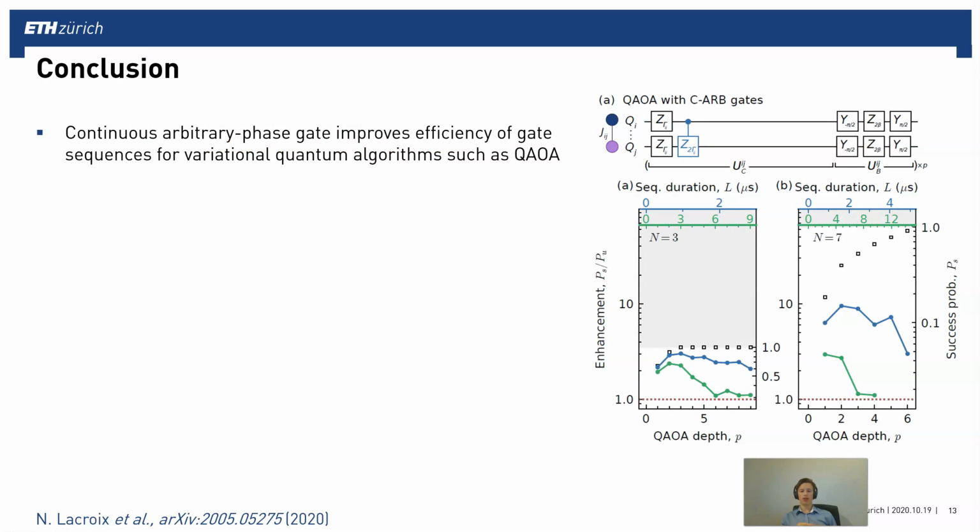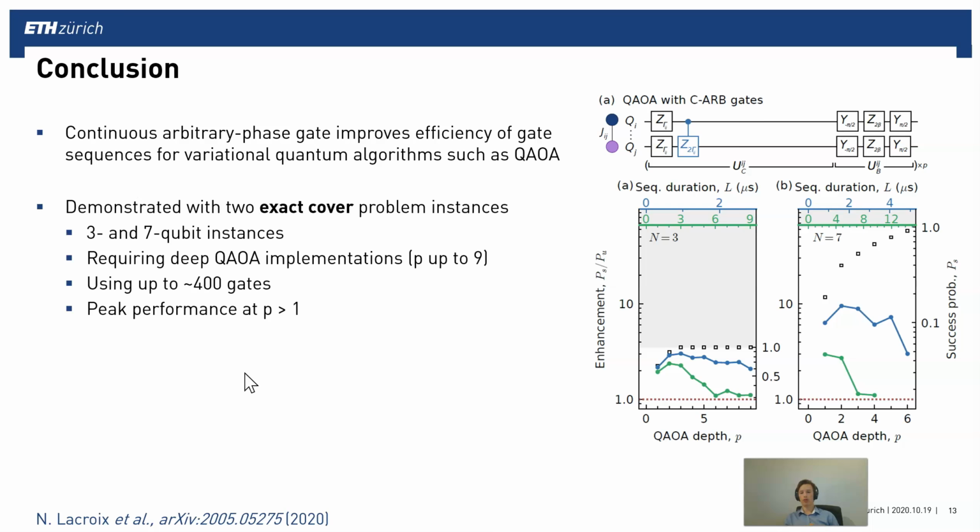So the take-home message that I would like you to remember from this presentation is that continuous arbitrary phase gates can significantly improve the efficiency of gate sequences for variational quantum algorithms such as QAOA. And we have demonstrated this here with 2 instances of the exact cover problem using 3 and 7 qubits and requiring up to 9 QAOA layers. We have also used up to 400 gates and shown peak performance above p equals 1.